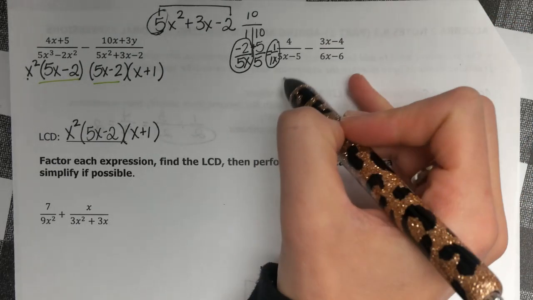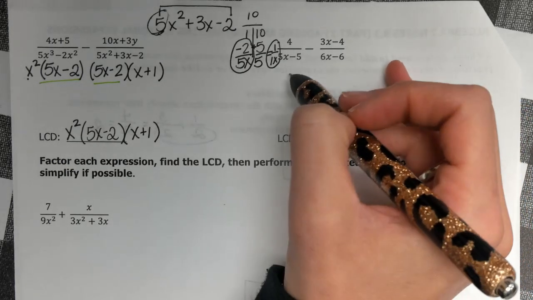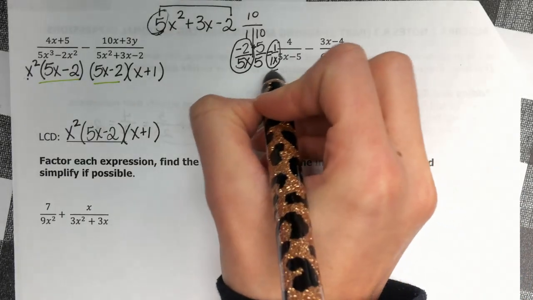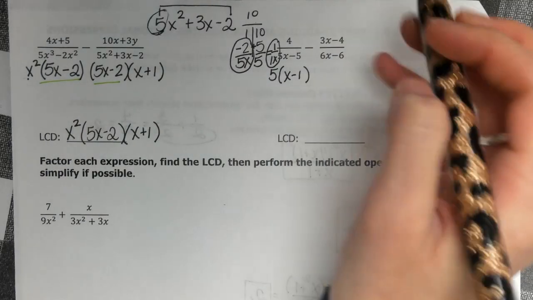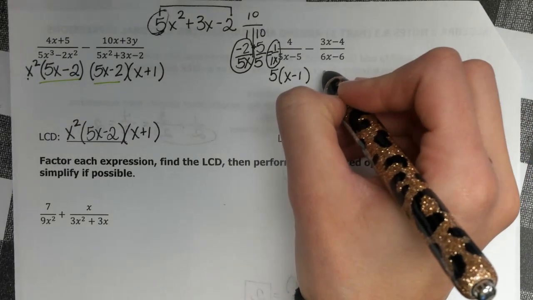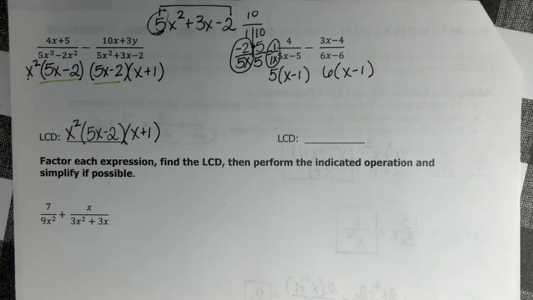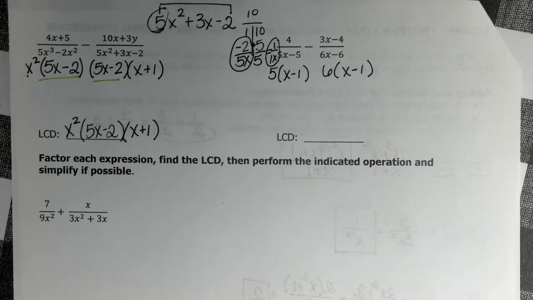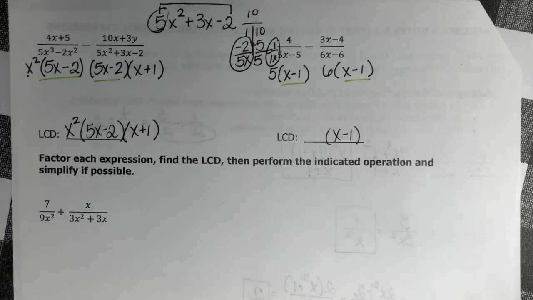So now I've got 4 over 5x minus 5 minus 3x minus 4 over 6x minus 6. I need to factor out a GCF for these denominators. Here I can factor out a 5, and that leaves me with x minus 1. And then the second denominator, I can factor out what? A 6, and that leaves me with x minus 1 also. So I have to think about this. I know for sure what's going to be part of my LCD: this x minus 1. But now I have to consider between 5 and 6, what's going to be my LCD.